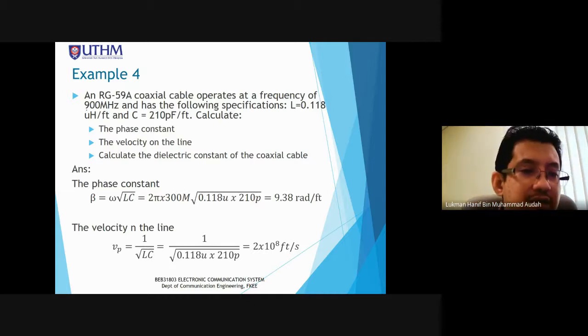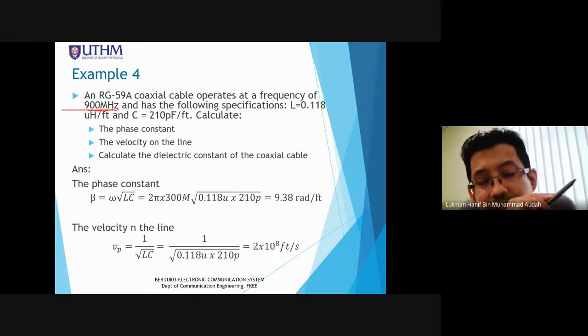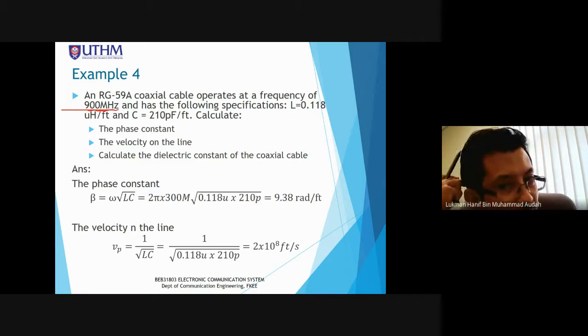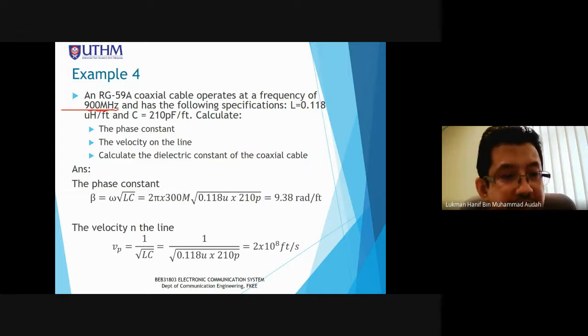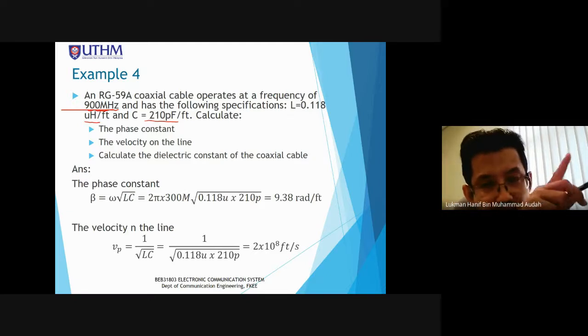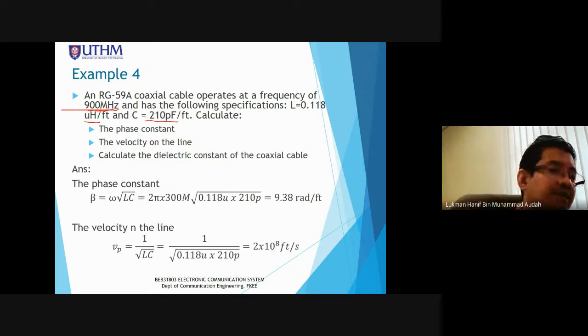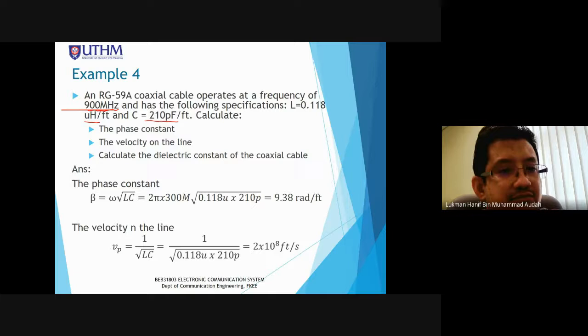Nampak, ini dikategorikan sebagai high frequency, megahertz ke atas. High frequency and has the following specifications: L equal to 0.118 microhenry per feet. You are given L for that transmission line and also the capacitance for that transmission line. Okay, 0.118 microhenry per feet and C is the capacitance, 210 picofarad per feet, for that transmission line. Okay. And then calculate the phase constant.